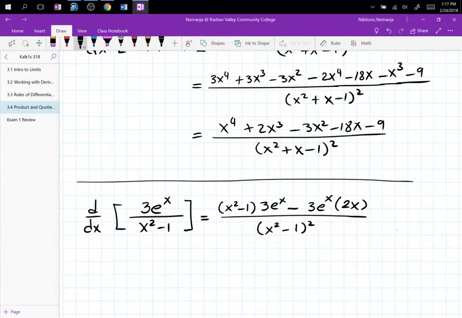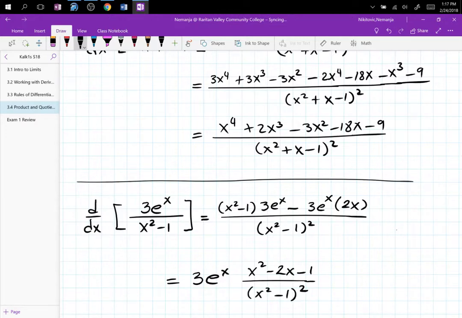What is the thing you can factor? Very good. And what's left is x squared minus 2x minus 1 divided by x squared minus 1, squared.